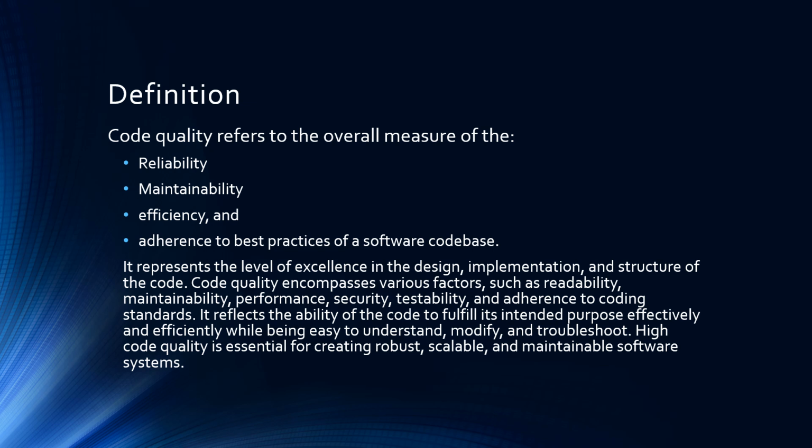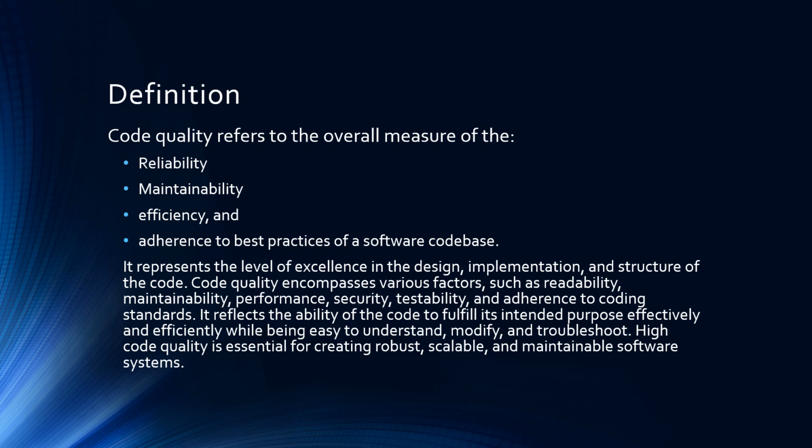Let's break down each component. Reliability refers to how consistently your code performs its intended functions without failures. This includes error handling, edge cases, and stability under various conditions. For instance, consider a payment processing system. Reliable code ensures that transactions are processed correctly every single time, with proper error handling and recovery mechanisms. Maintainability is about how easily other developers can understand, modify, and enhance your code.